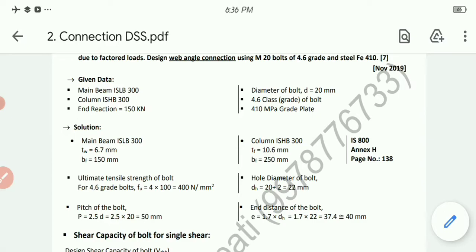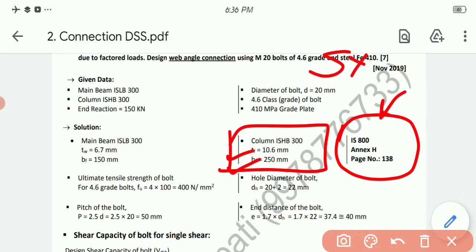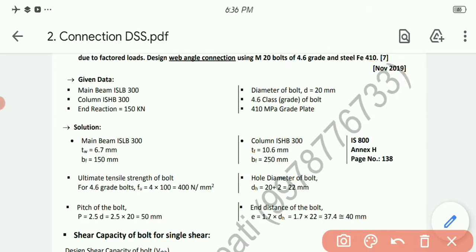So ISHB 300, thickness of flange and width of flange. We have used the reference IS 800 Annex H, page number 138, and we got these values. These values can also be obtained from the steel table, where you will get all the beam section properties. Then let's calculate the remaining quantities.